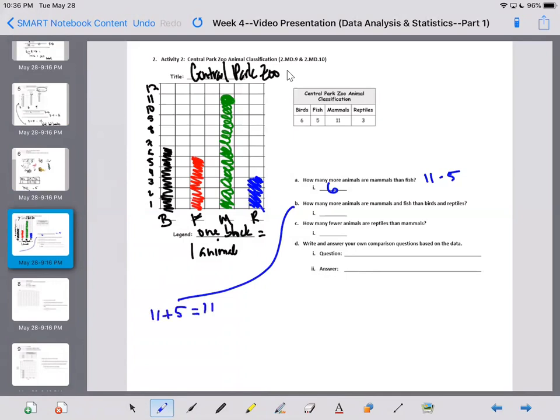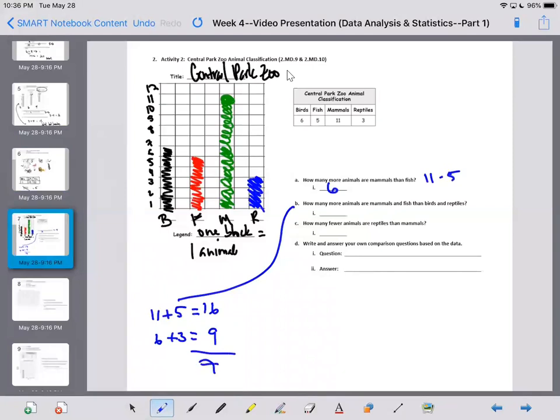And birds and reptiles would be 6 plus 3, which is 9. And that question says, how many more animals are mammals and fish than birds and reptiles? Well, that would be a difference of 7.